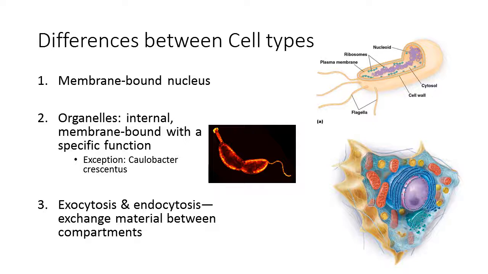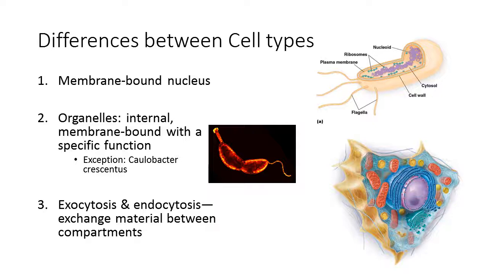Differences between cell types. There are 6 that we're going to go through. The first is the obvious membrane-bound nucleus. Here in our prokaryotic bacterial cell, the nucleoid, so that's just their word for the DNA, it's in this clump here in the middle but not bound by a membrane, versus our eukaryotic cell, which is bound by a membrane here with all the DNA contained.